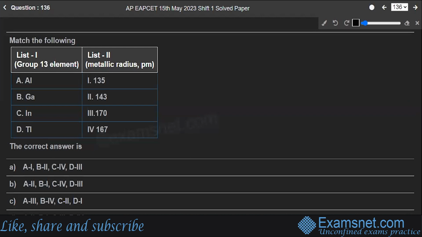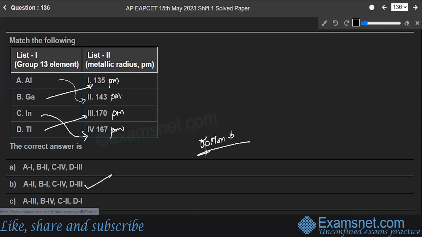So you have to match the group 13 elements. The names of the elements are given to you, and the metallic radius of those elements in picometers. Let's read. So first one is aluminium. Aluminium is having the metallic radius of 143 picometers. And the next one is gallium. Gallium is having the radius of 135 picometers. Then you have indium. This is having 167 picometers. And the last one is thallium. Thallium is having obviously 170 picometers. So this is the correct answer to the question. That makes option B to be the right answer.